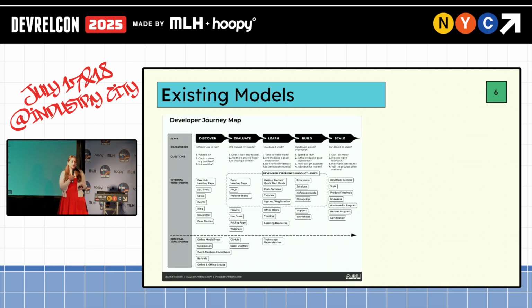So the first one I'm going to show you, you're probably familiar with. This is by DevRel Agency. It is the developer journey map, and it takes stages of the developer journey and maps them to touch points. So if your program is just getting started, like ours was at TraceLink, this was a really helpful tool because it made sure that we were prioritizing the right touch points early on, and then as the program matured, we shifted to other touch points.